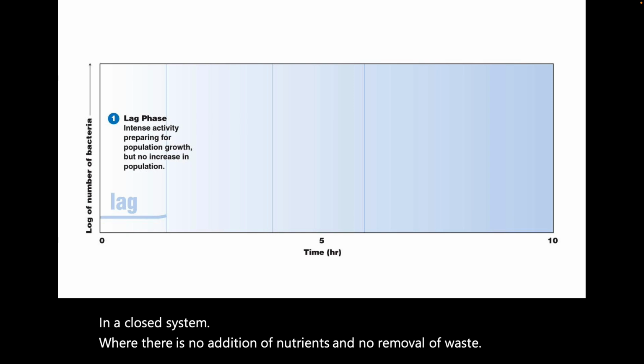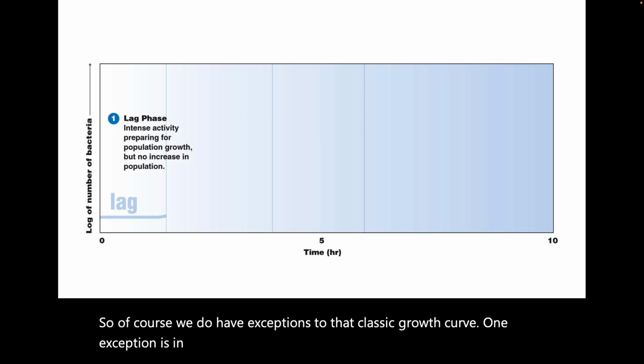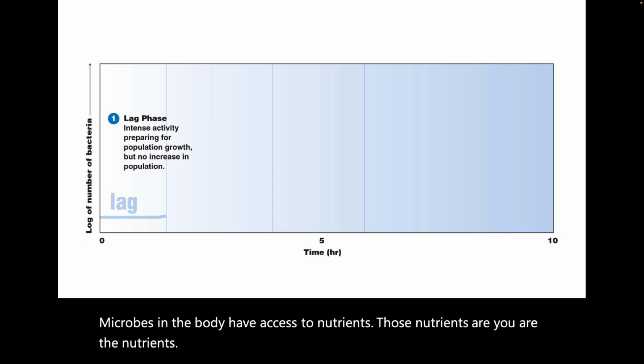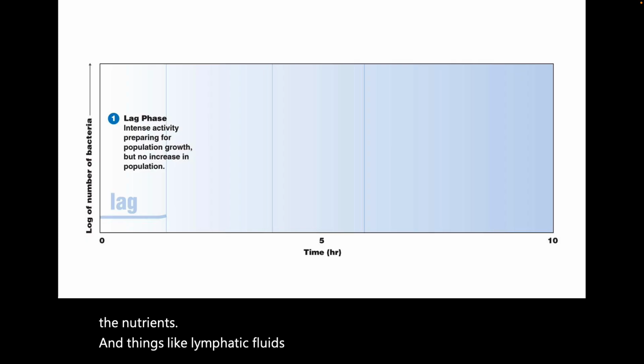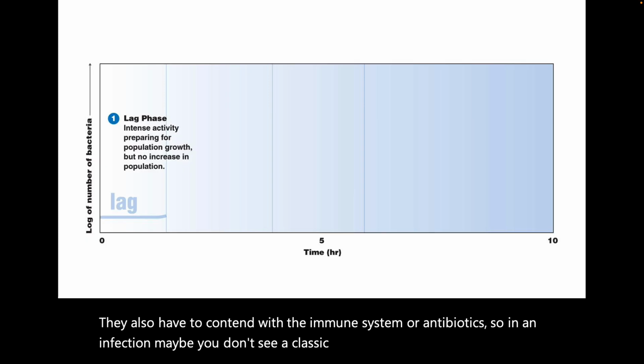So of course, we do have exceptions to that classic growth curve. One exception is in an infection. Microbes in the body have access to nutrients. Those nutrients are you. You are the nutrients. And things like lymphatic fluids or blood can take away their waste products. They also have to contend with the immune system or antibiotics. So in an infection, maybe you don't see a classic growth curve, but in a tube you do.